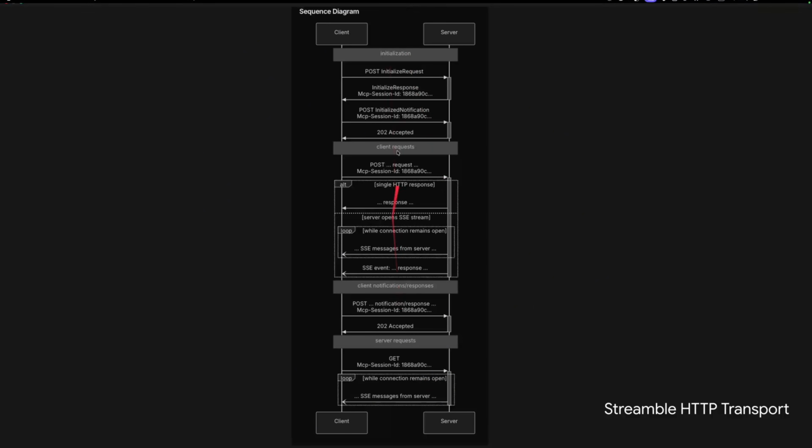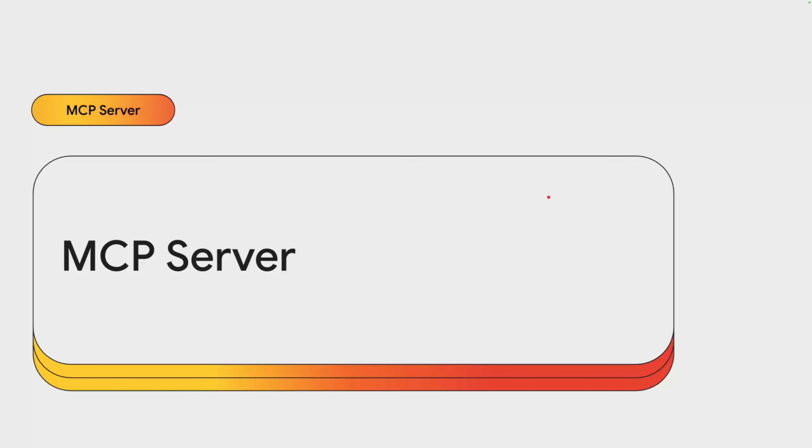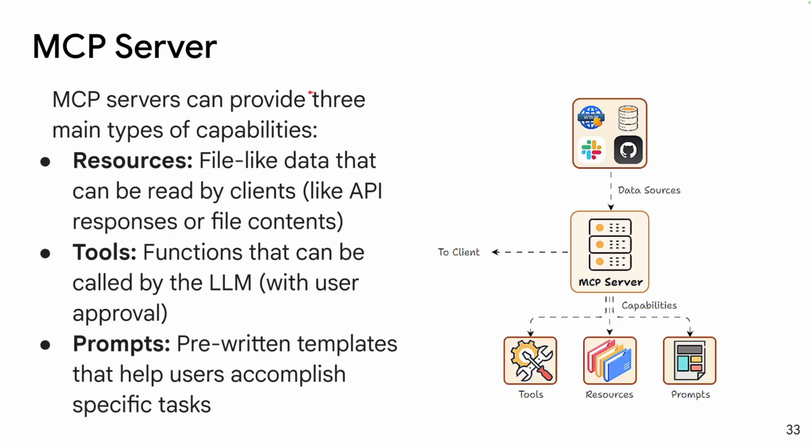So not to worry, you do not need to know all these things. All this communication is actually handled at the back by the SDK. Okay, so let's look at the most important part, which is the MCP server. The MCP server actually has three capabilities, like I mentioned just now: resource, tools, and prompt.